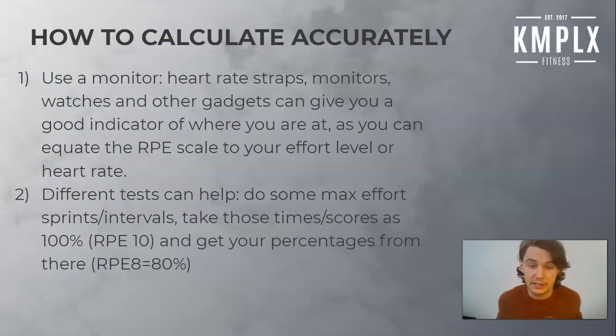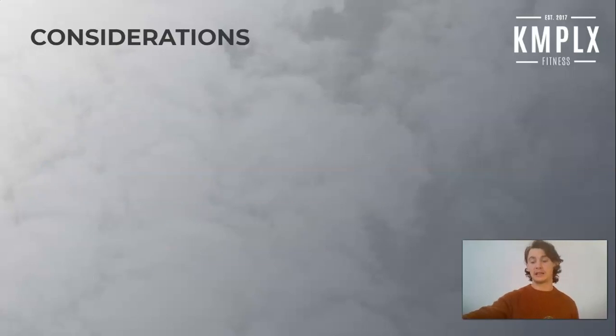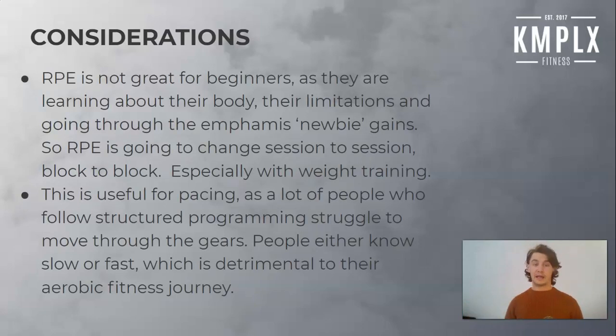Then 2, there are different tests that can help. Do some max effort sprints or intervals. Take those times as 100%, so that's your RPE 10, and get your percentages from there. So if I say I want you to hit an RPE of 6 or 8, you get your percentage. Maybe you add that percentage onto the time or calorie score or meter score, and that's your goal for this workout. So it's learning to consistently hit these paces, and the best way to do that is to get your 100% max effort and go from there. And when you retest your max effort, the hope would be that you have built the capacity to beat the last max effort, or at least to be able to repeat it.